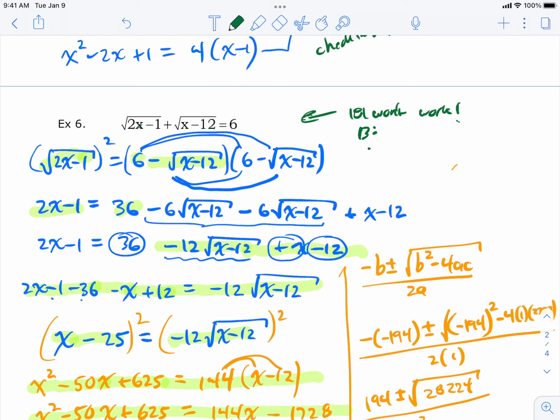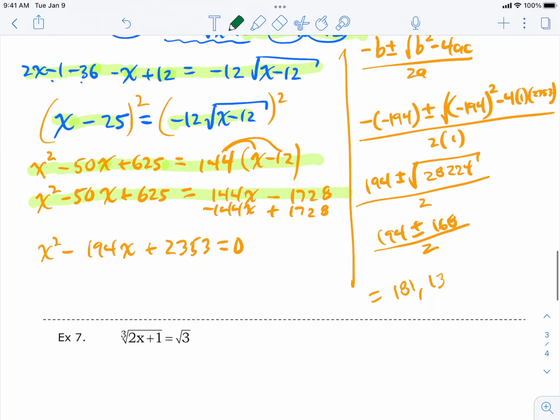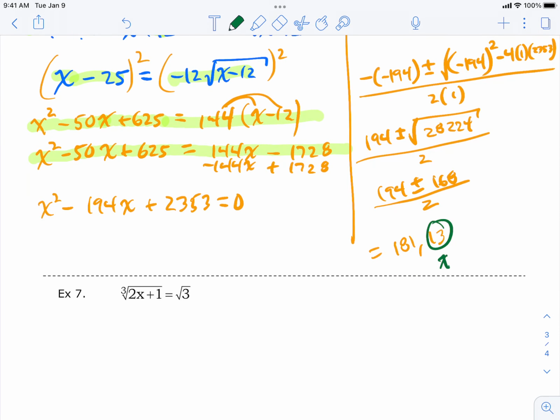So 2 times 13 is 26, minus 1 is 25. Okay, I just put the 13 right there. 26 minus 1 is 25. Okay, plus. Now if I put a 13 here and subtract 12, that's just a 1. Does that equal 6? And it does, because that's a 5, that's a 1, that's a 6. So the solution then is x equals 13 only.